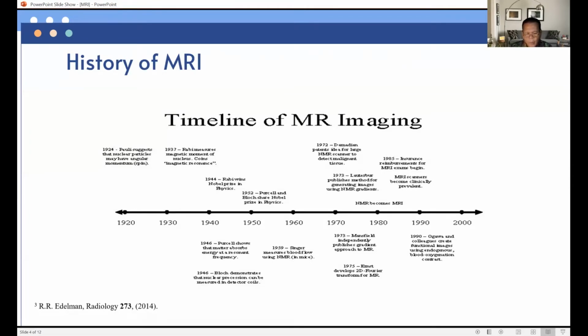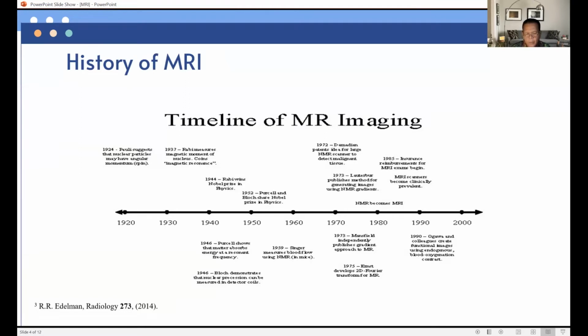This figure in this slide shows the timeline of MRI. Let's see this one. In 1924, Pauli suggested that nuclear particles may have angular momentum, or spin. In 1937, Rabi measured the magnetic moment of nuclei, or nuclear magnetic resonance. In 1946, Purcell showed that matter absorbs energy at the resonance frequency. In the same year, 1946, Bloch demonstrated that nuclear precession can be measured in a detector coil.